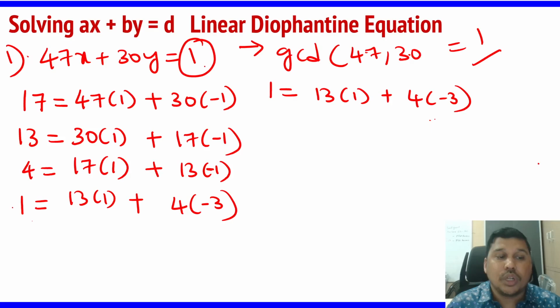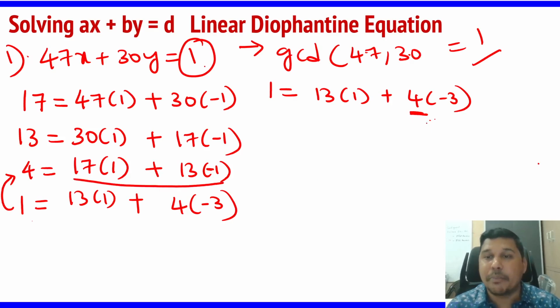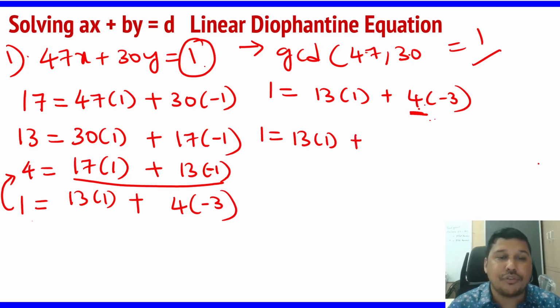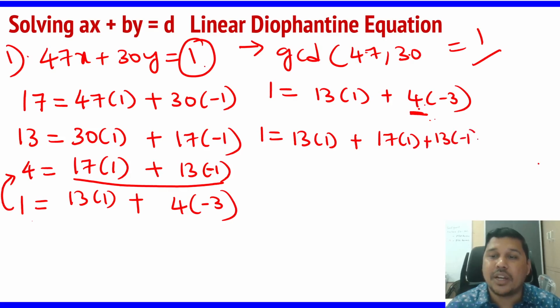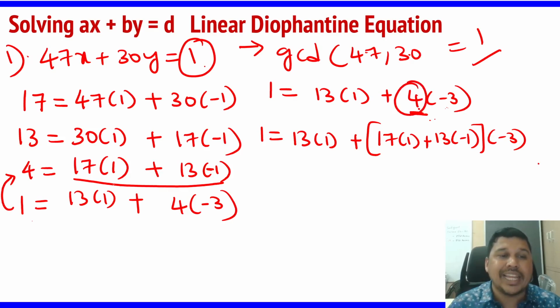Now, you go to the equation one before the last one, for 4. We have an equation for 4. In place of this 4, substitute this whole equation. So, the equation becomes 1 equal to 13 into 1 plus, what is the value of 4? It is 17 into 1 plus 13 into minus 1, whole multiplied by minus 3. The minus 3 is already there. Just in place of 4, I wrote this whole equation.